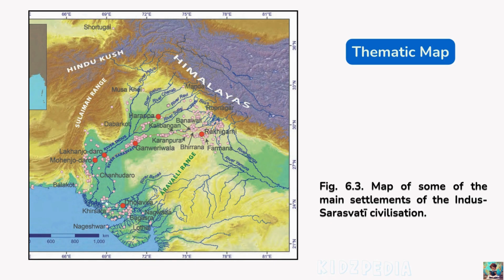Figure 6.3, map of some of the main settlements of the Indus-Saraswati civilization. This thematic map shows the main settlements of the Indus-Saraswati civilization. It gives information about where people lived during that time, mainly near rivers like the Indus and the river Saraswati. The map focuses on human settlement patterns rather than physical features.